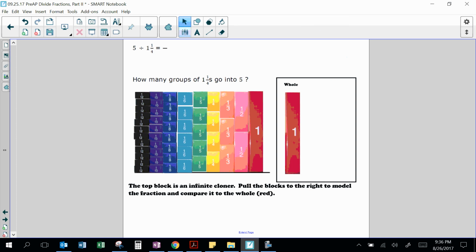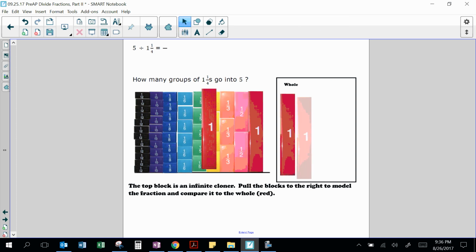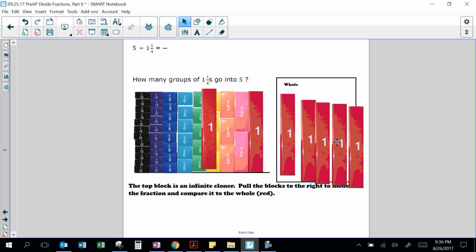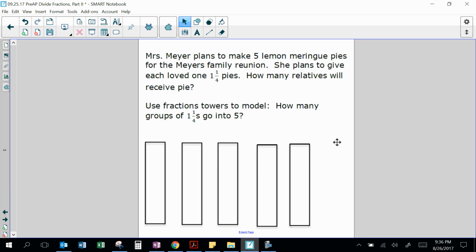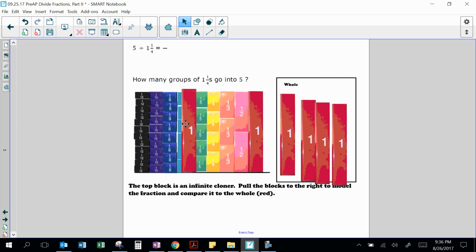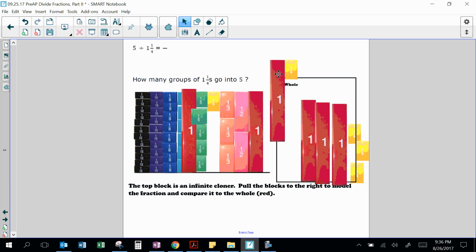So she's going to have 5 pies. 1, 2, 3, 4, 5. What does each relative get again? 1 and 1/4. I'm going to exchange this whole pie into fourths. So each family member gets 1 and 1/4 pies.